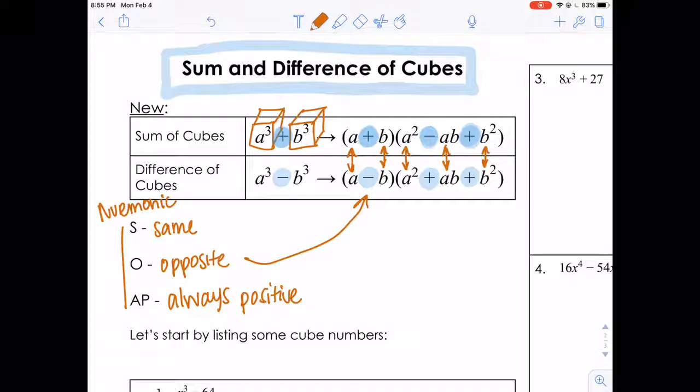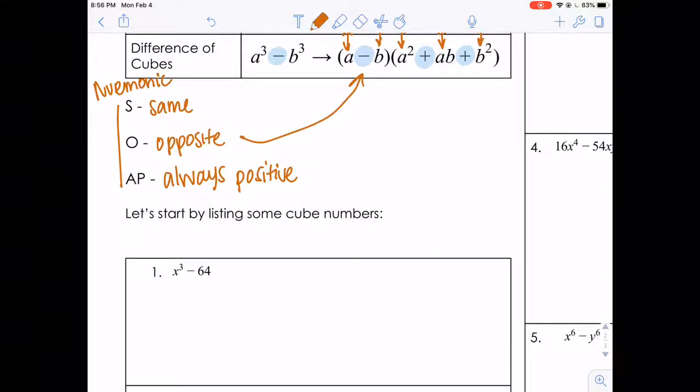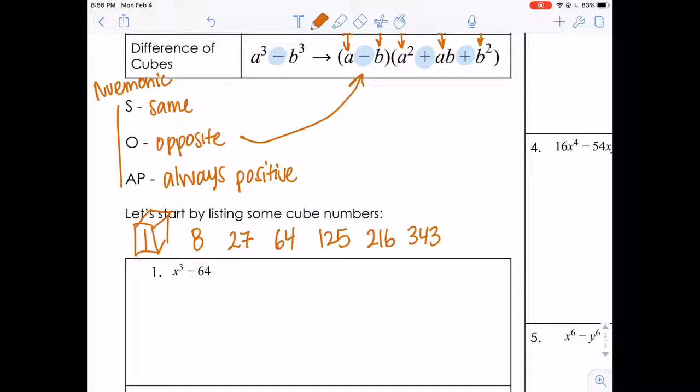So we're going to start by listing the same cube numbers. So something like 1 cubed would be 1. I'll try not to draw a cube for every single one. 2 cubed would be 8. 2 times 2 times 2. 3 times 3 times 3 is 27. 4 cubed is 64. 5 cubed is 125. 6 cubed is 216. 7 cubed is 343. 8 cubed, I can't remember. I think it's, nope, I don't know. You'll have to look it up.